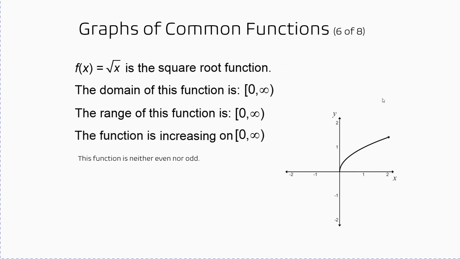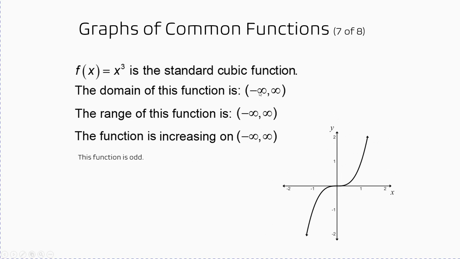Next, we have the square root function, f of x equal to the square root of x. The domain is from 0 to infinity, inclusive of 0, because you can take the square root of 0, which is 0. But remember, you can't take the square root of a negative number. You get an imaginary number, with that imaginary unit i. The range of this function is from 0 to infinity, inclusive of 0. It starts at 0 and goes up and up forever. This function is increasing from 0 to infinity, because as you go left to right, you're always going up. And the square root function is neither even nor odd.